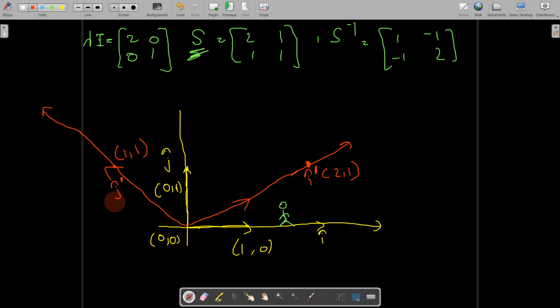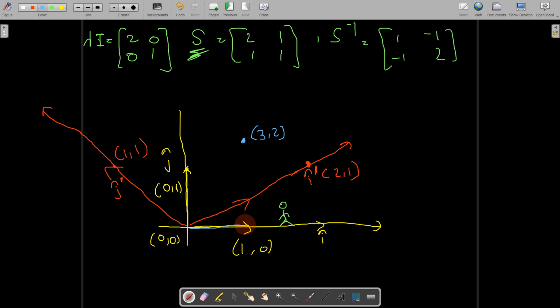Now suppose you work in the original coordinate system. I will change the color to blue. Everything you are measuring right now, all the distances, are with respect to this yellow i cap and yellow j cap. Now suppose there is a point. Let us take the point 3 comma 2. And 3 comma 2, how did you measure?